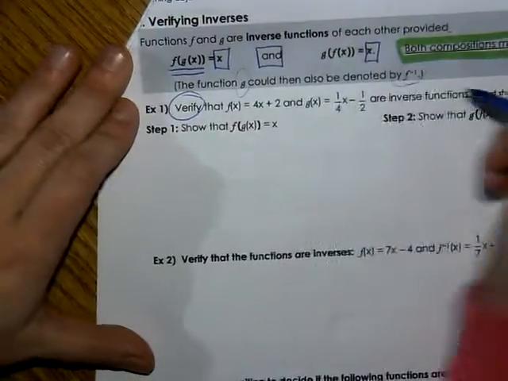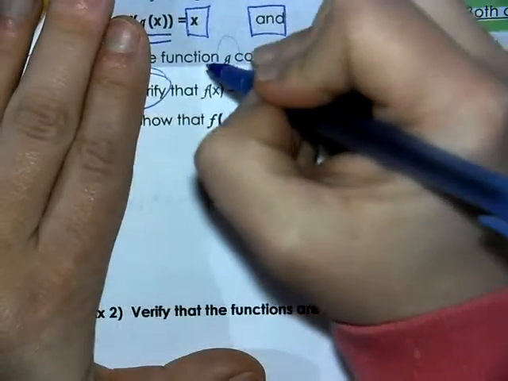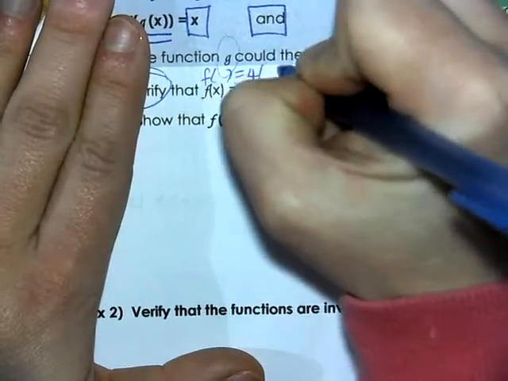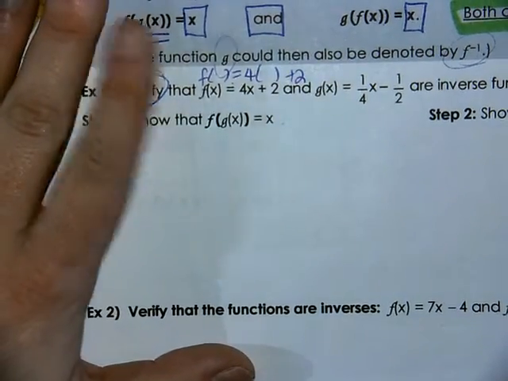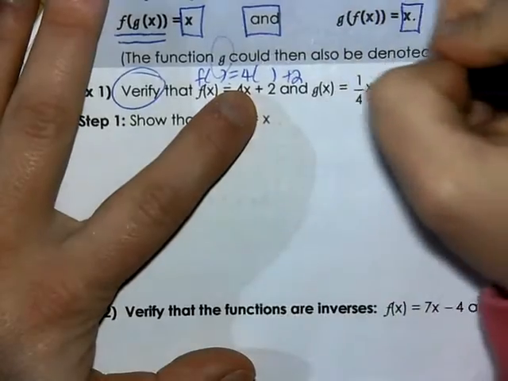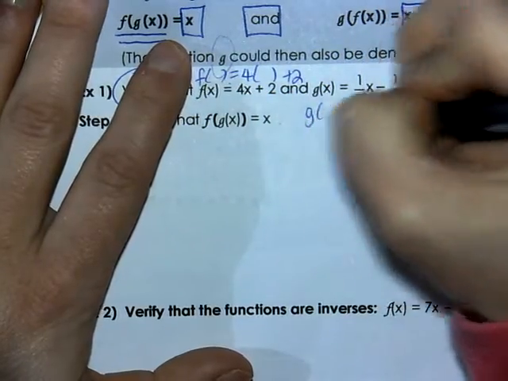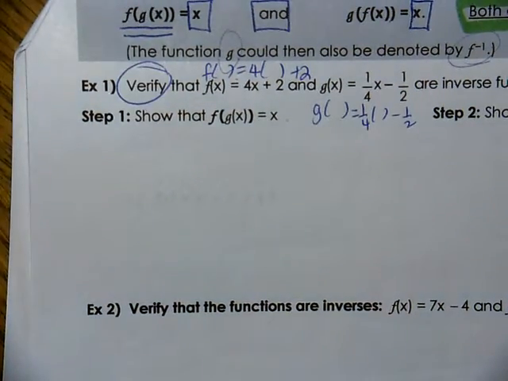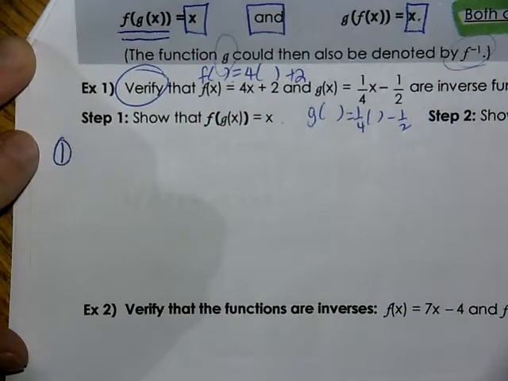Now remember that functions really just mean that f of something equals 4 times that something plus 2. We're substituting values into this function in the x position. Same thing goes with g. g of something equals 1/4 times that something minus 1/2. So these are all of your functions. Whenever we do compositions, we always start on the inside and work our way out.